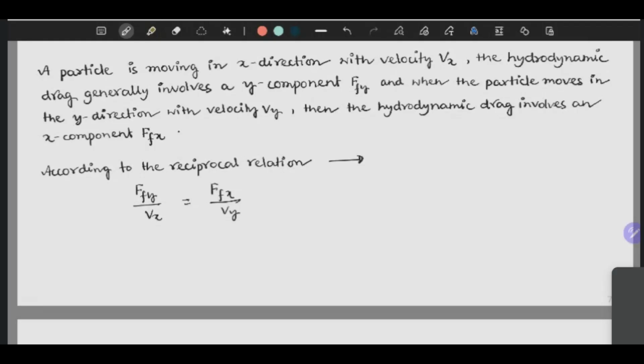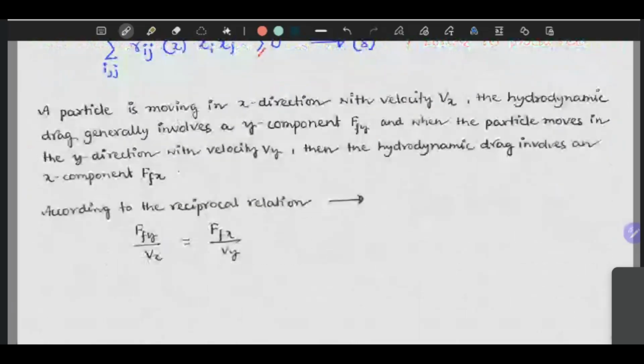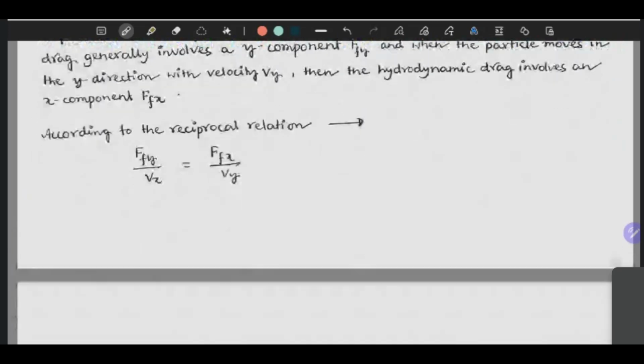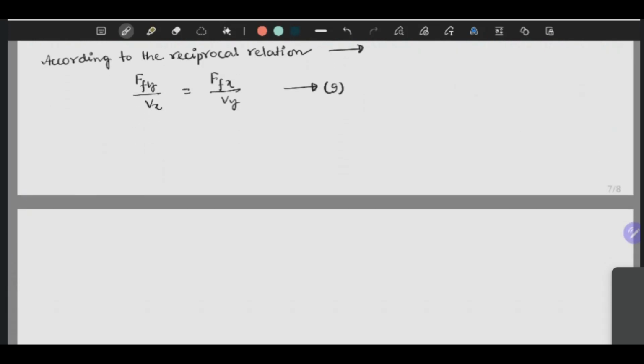So basically we are saying these drag coefficients are similar. Okay, so it is not very trivial then, huh? So this is non trivial.